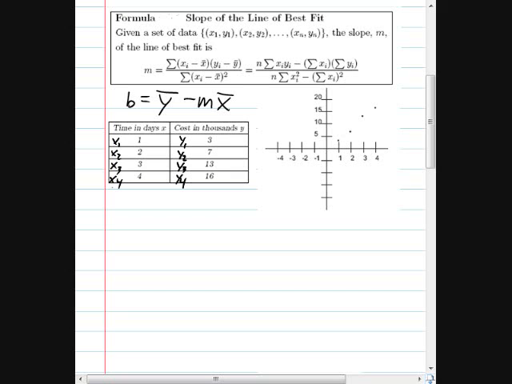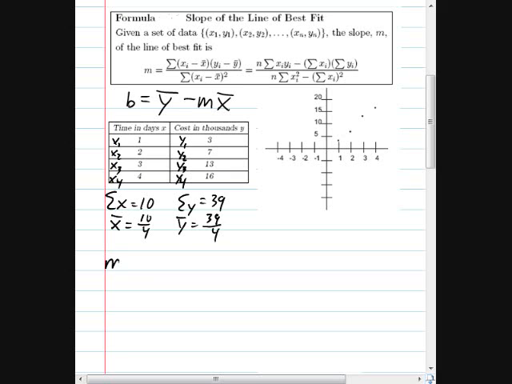If you add up all of the x's, you'll see that the sum of the x's is 10, and the sum of the y's is 39. If we wanted to use the first formula for the slope of the line of best fit, we would now need to find the x deviations and y deviations from their respective means. Now, x bar, the mean of the x's, that's 10 over 4, the sum of the x's over n, and y bar equals 39 over 4.